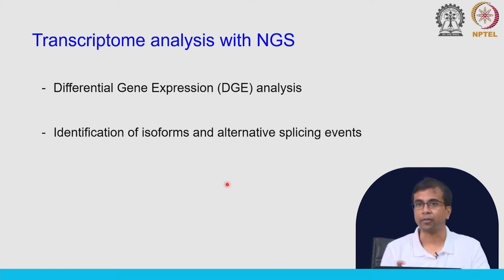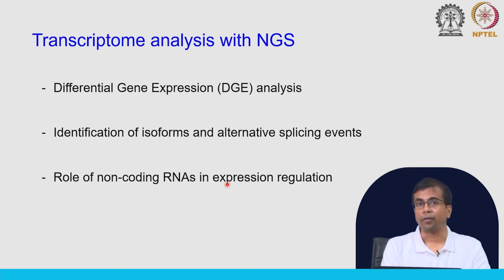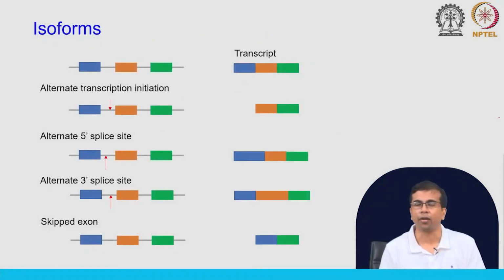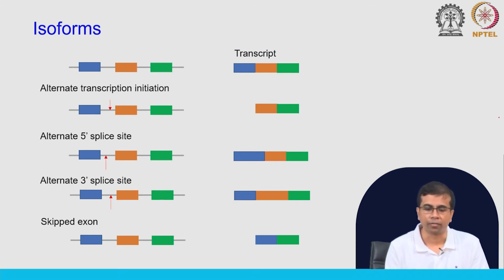We will talk about the different isoforms that are possible, and we can also study the role of non-coding RNAs. We can quantify non-coding RNA expression levels, and we can study their role in expression regulation. So, let us talk about different types of isoforms that could be there in a cell. I have drawn some scenarios, and there could be a few more.